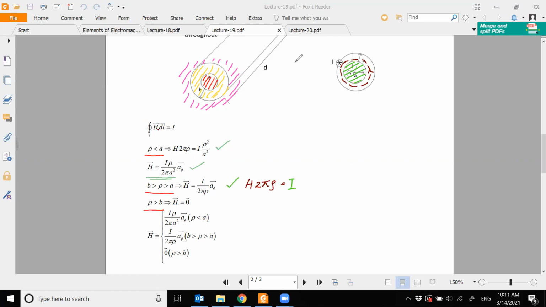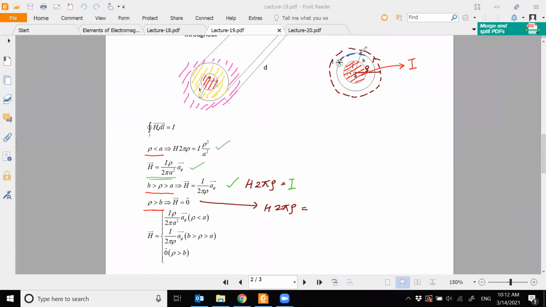Now, the third region. In the third region, I have to put the Ampere's loop outside, rho greater than B. I'm now putting the Ampere's loop outside, and this is the radius again, rho. So again it will be H times 2 pi rho is equal to, now what will be the current enclosed in this loop? It will be first this current, which is here. And what is this current? This current is I, right? And is there any other current?